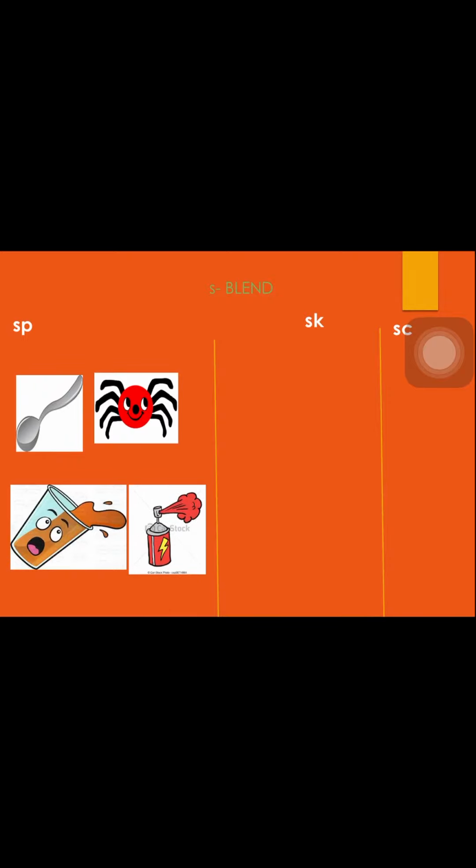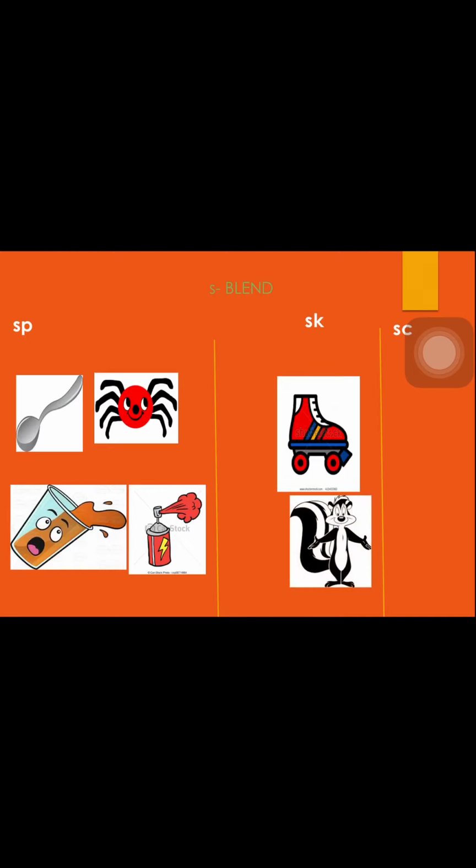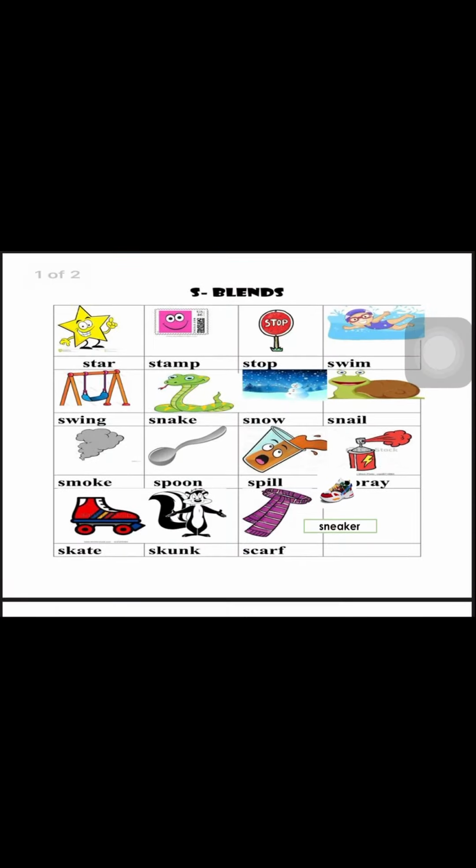Another one, we have sp and sk. What is the beginning sound? Spoon. What is the beginning sound for spoon? Sp. Spider, spill, spray: sp. Skate, skunk, scarf: what is the beginning sound? Sk. Another one. S blends again, like we will see with each other.